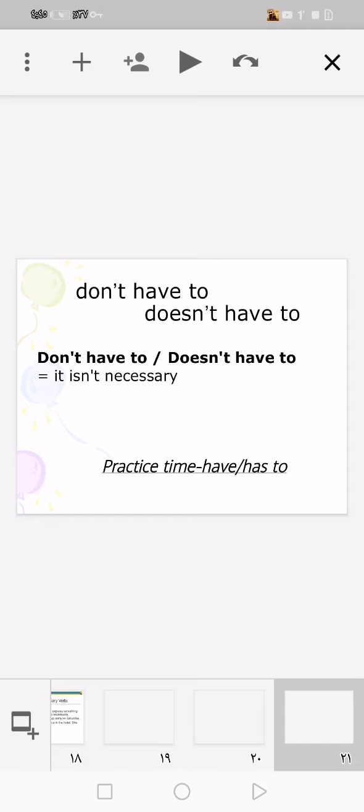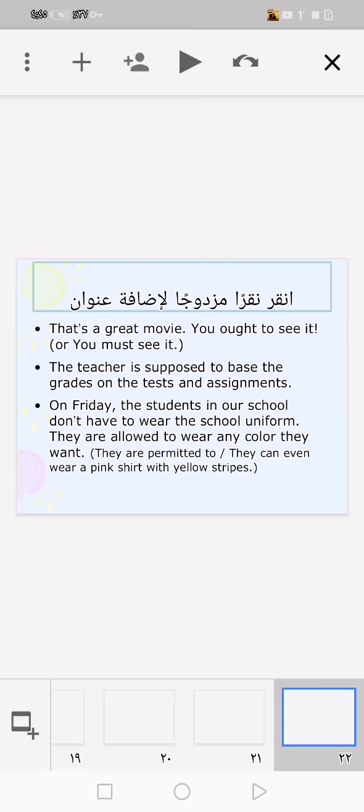It isn't necessary. For example, it isn't necessary. That's a great movie. You ought to see it or you must see it. يعني أنا أعطيك just examples of the modal auxiliary verb. Another example.